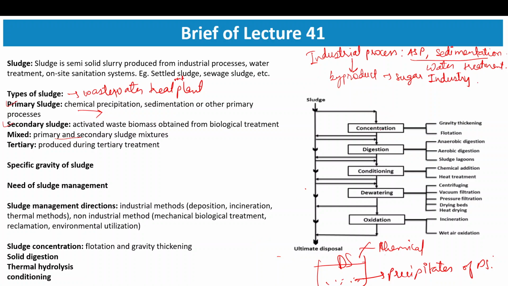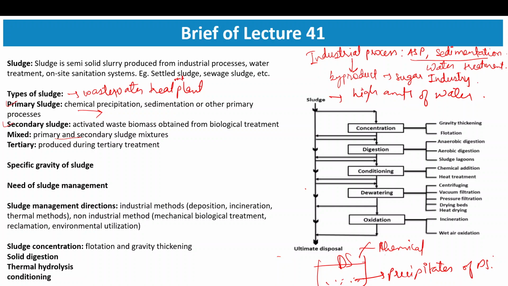So first, sludge has a high quantity of water. Okay, so sludge has high amounts of water present. The definition itself says that it is a semi-solid slurry, and semi-solid slurry means it has high quantities of water. Now, to separate the water and the solids which are present, we need to concentrate the sludge, and for that we can either have gravity thickening or flotation.